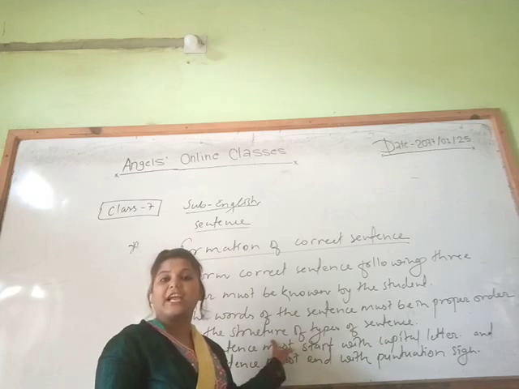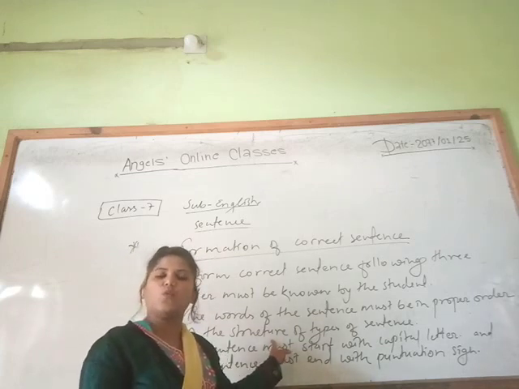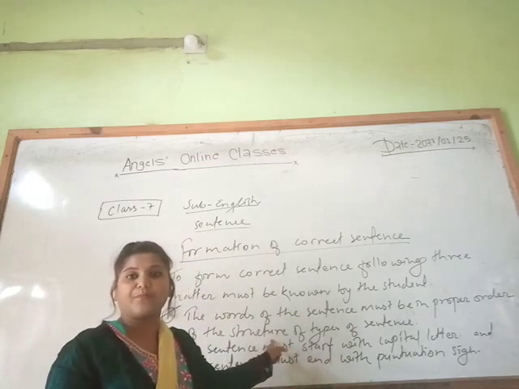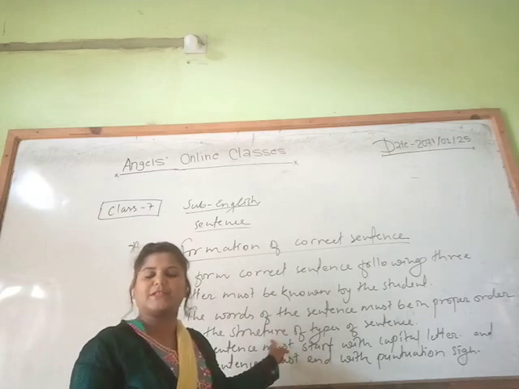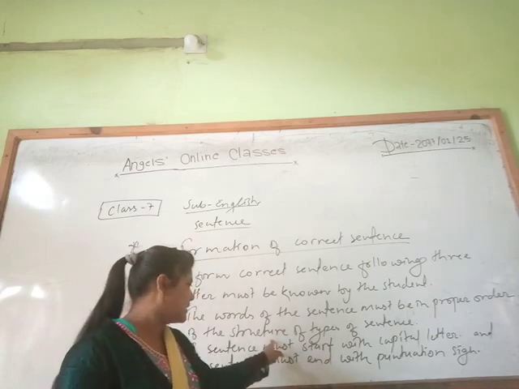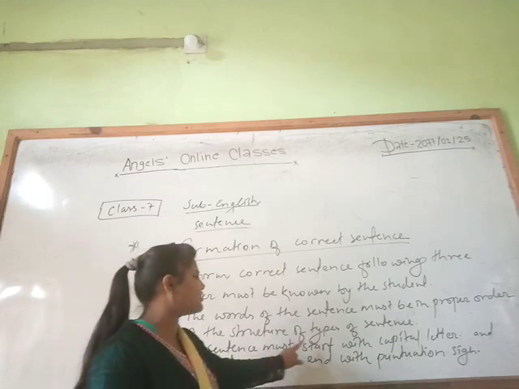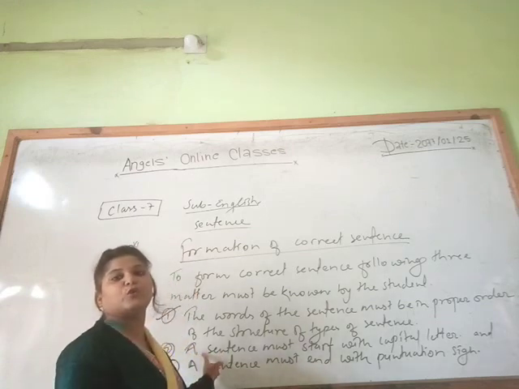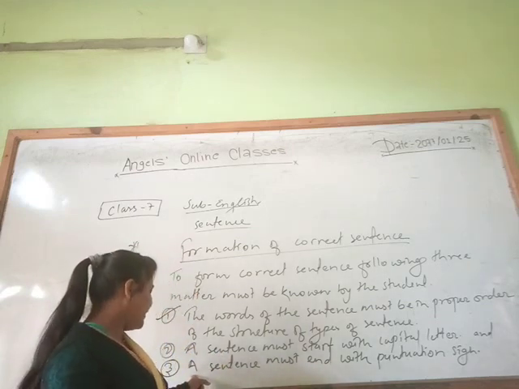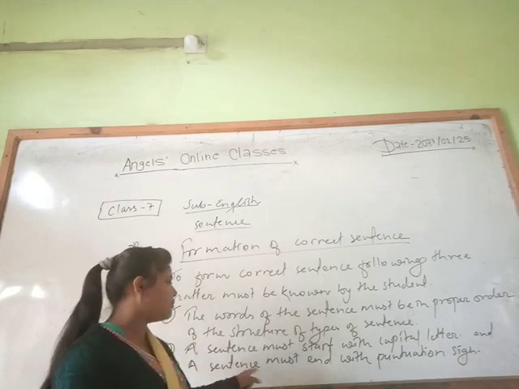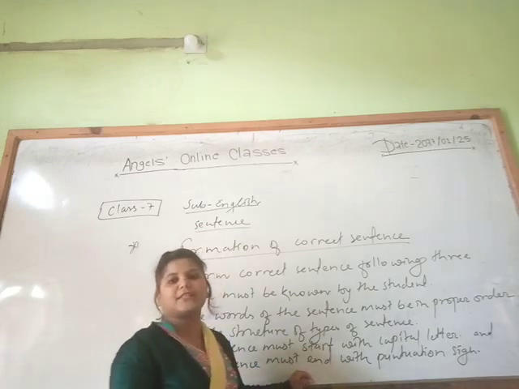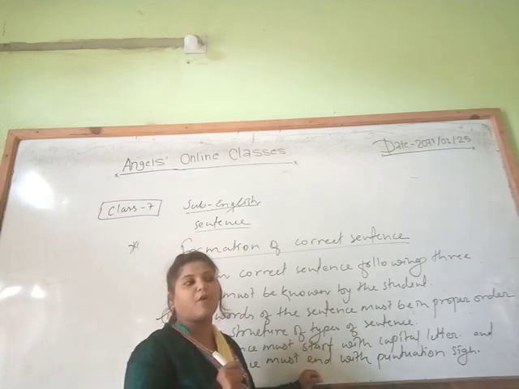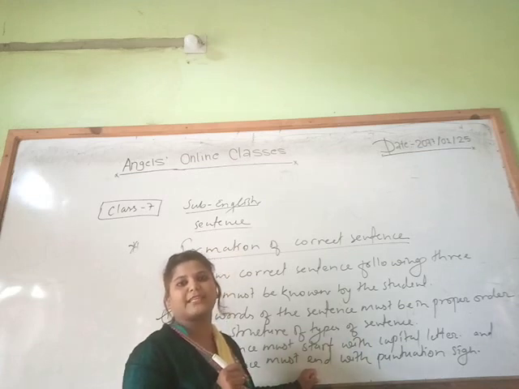According to the types of sentence, different structures are there, and the words of the sentence must be arranged according to the structure of the sentence, that only the sentence can give sensible meaning and that can be the correct sentence. Second is here, a sentence must start with capital letter. Means whenever we start the sentence, we must use capital letter. Thirdly, the third rule is there, a sentence must end with punctuation sign. Means to end the sentence, we must use the punctuation sign. Punctuation sign is also used according to the types of sentence.